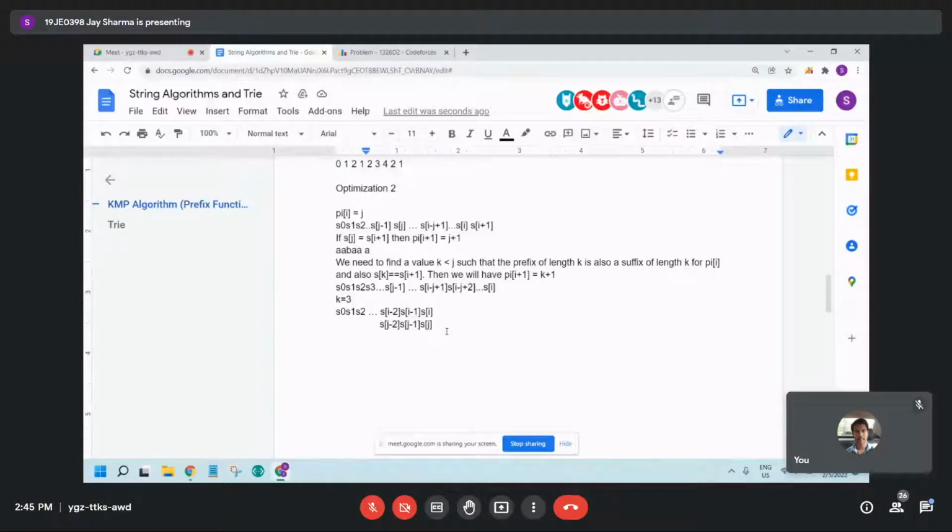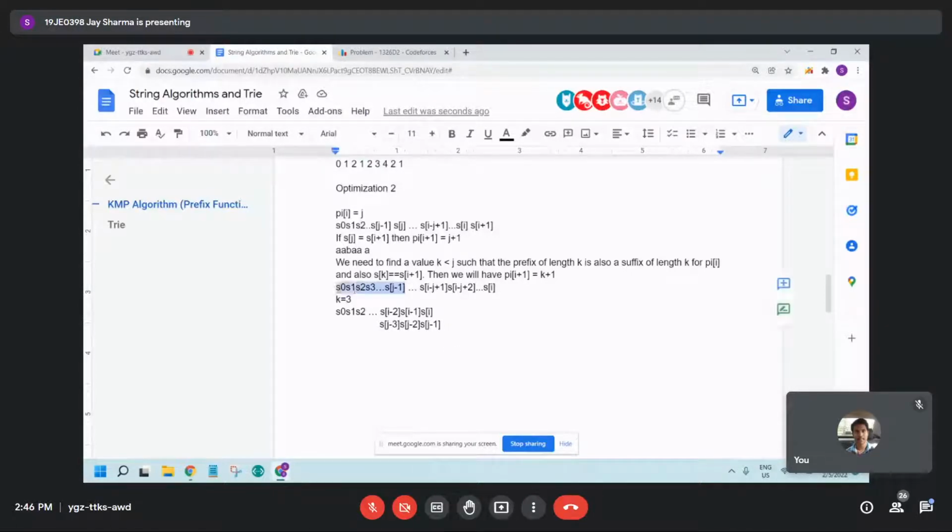So s of j minus 1 should be equal to s of I, s of j minus 2 should be equal to s of I minus 1, and s of j minus 3 should be equal to s of I minus 2, right? Are you getting this part?